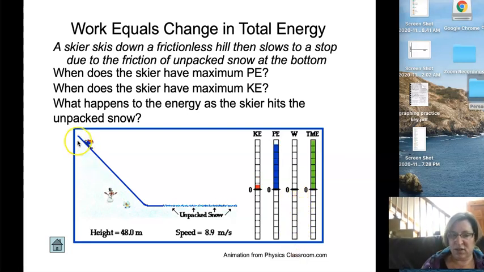All right, so again, he starts with PE. That PE is slowly turning into KE. He's at his maximum speed way down here, and then he hits the unpacked snow, and it starts to take the total mechanical energy out of the system. All right, and by the time you're at the end, it's all gone.